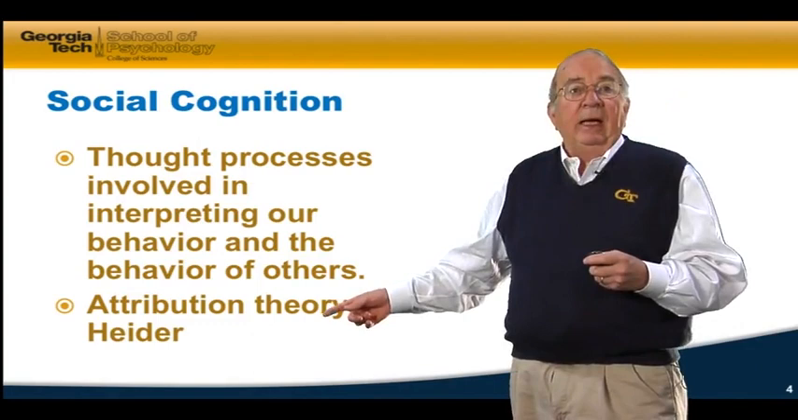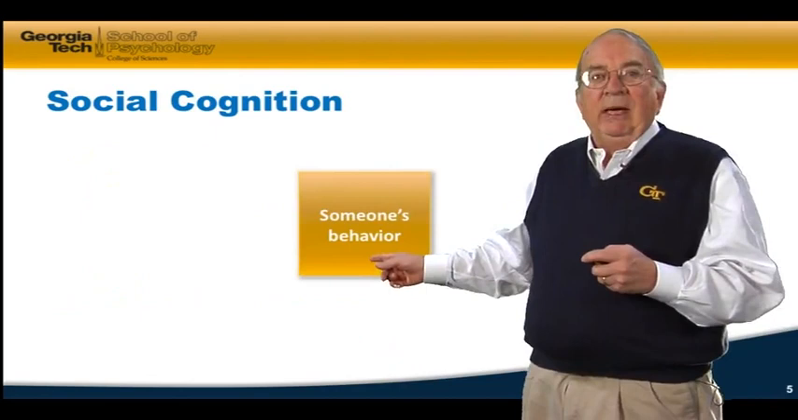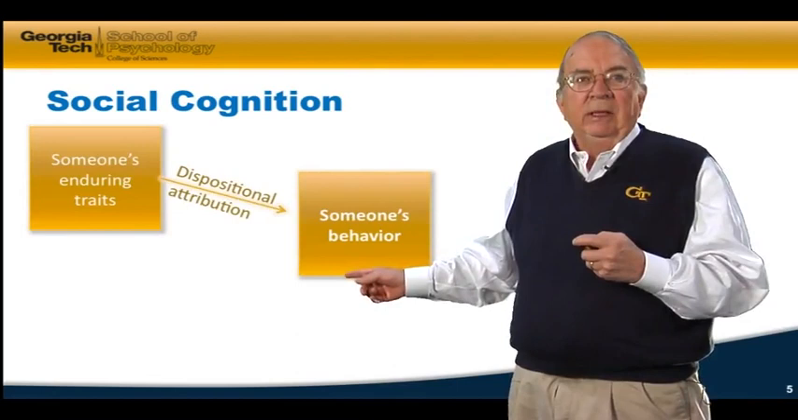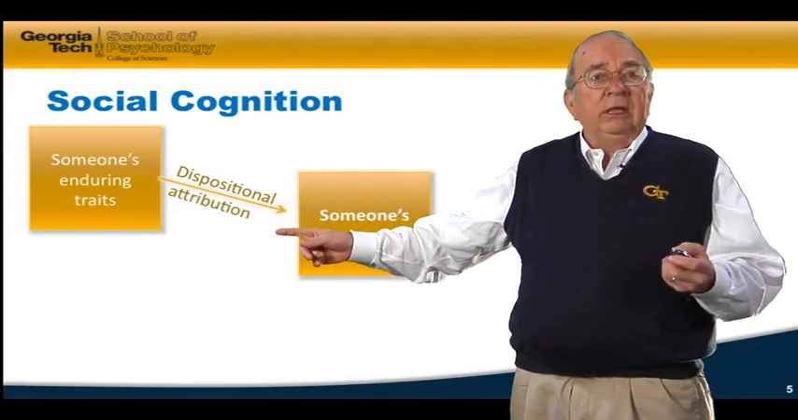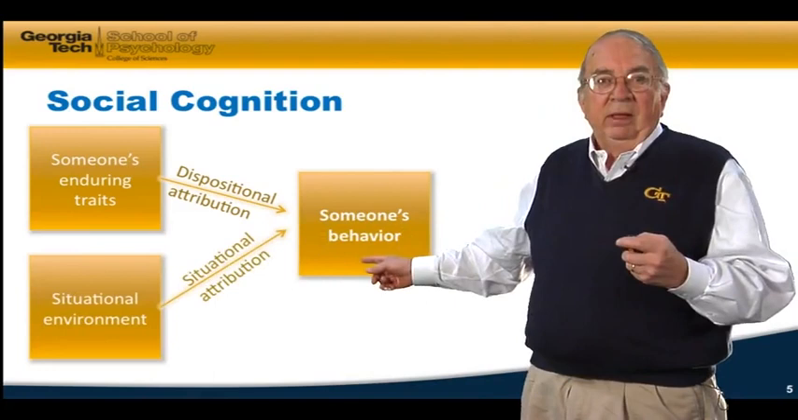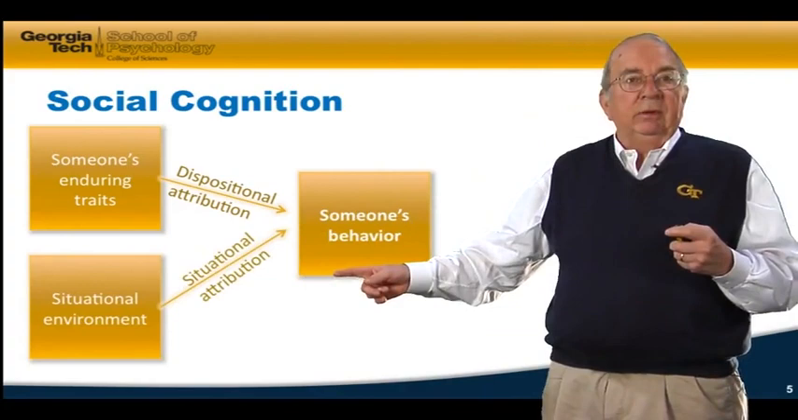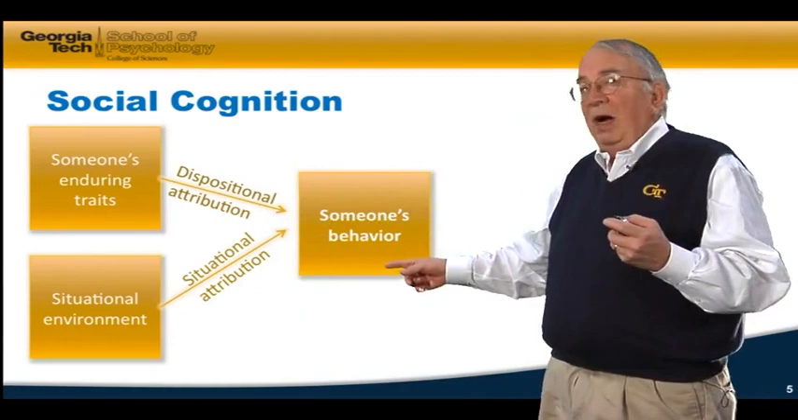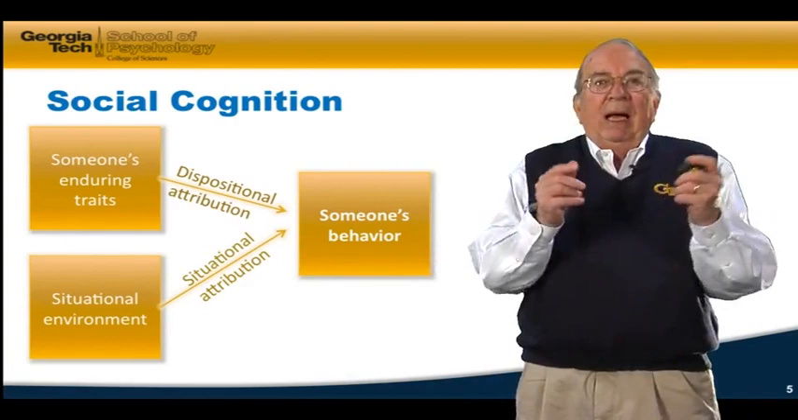Now, when we look at somebody's behavior, the idea is that it can be produced by two different factors. It can be produced by those enduring traits, and those are called dispositional attributions. That disposition is producing the behavior. Or it can be caused by the situation, called a situational attribution. So both the personality, the individual traits, and the environment the person is in can really control behavior. So social cognition is the combination of these two factors. Both are important, not just one.